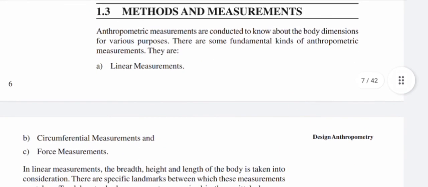Methods and measurements. Anthropometric measurements are conducted to know about the bodily dimensions for various purposes.